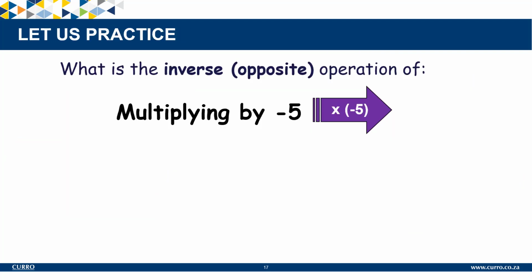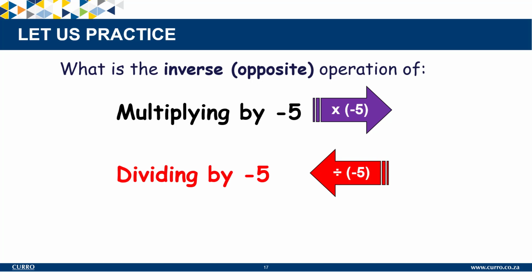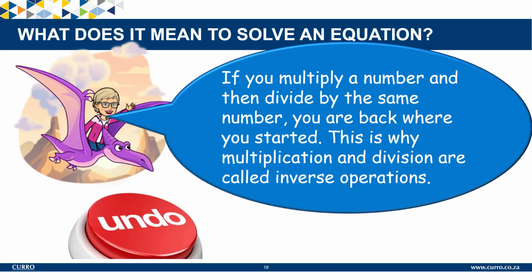What is the inverse operation of multiplying by negative 5? It's not multiplying, not dividing by a positive 5, but dividing by a negative 5. The negative 5 is the number. The operation is multiplication and division. So it's really like undoing what you've done. So if you multiply a number and then divide by the same number, you are back where you started. This is why multiplication and division are called inverse operations.